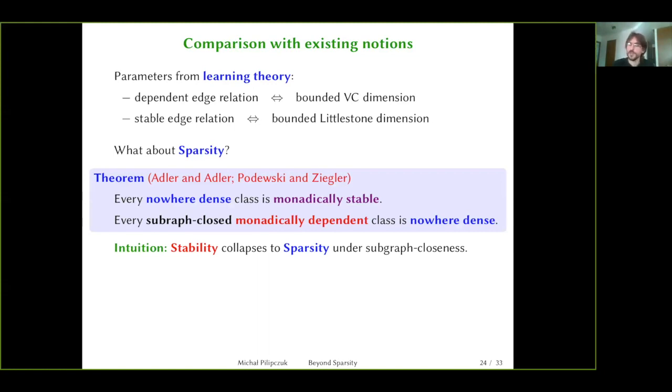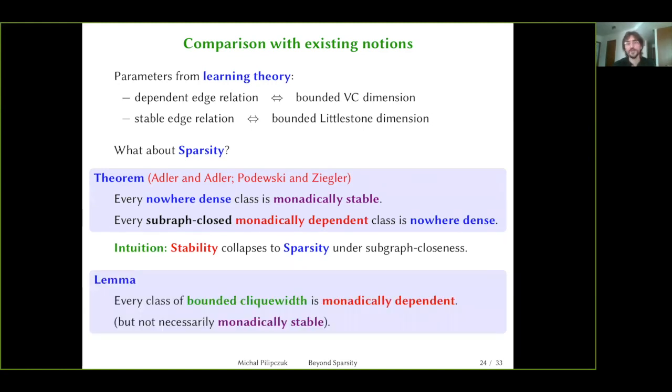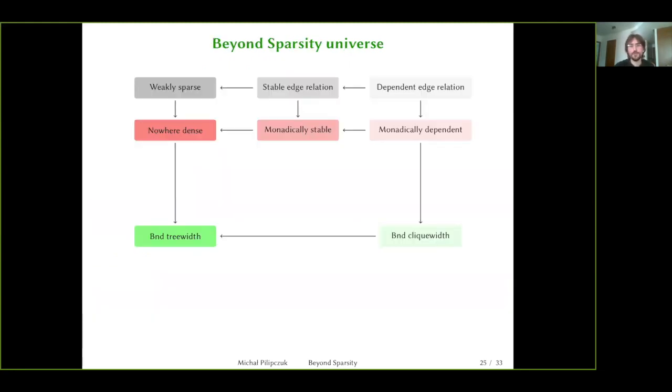So maybe this monadic stability and monadic dependence is a notion where our understanding of sparsity is just a shadow of a more general theory. On the other hand, classes of bounded clique width are actually monadically dependent. So monadic dependence also extends our other point of view, the bounded clique width point of view. Bounded clique width classes are not necessarily monadically stable, just because half graphs themselves have bounded clique width. So the picture looks like that.